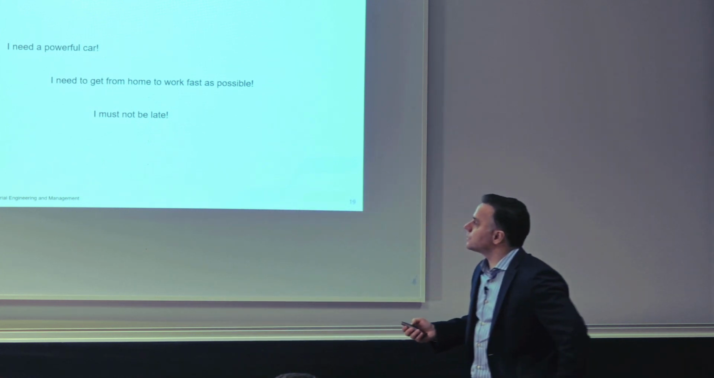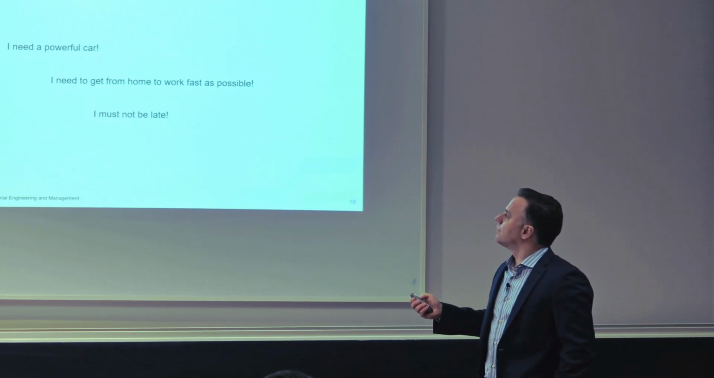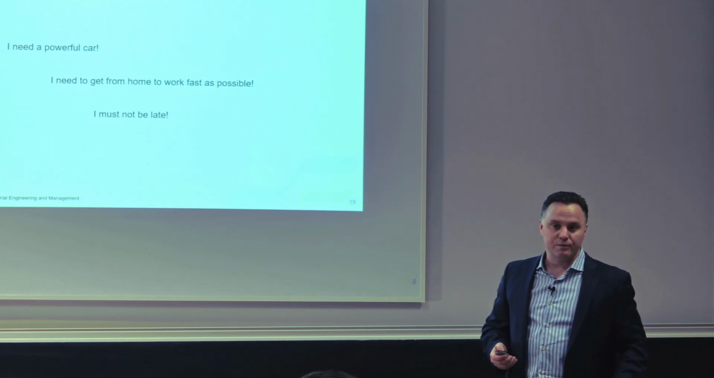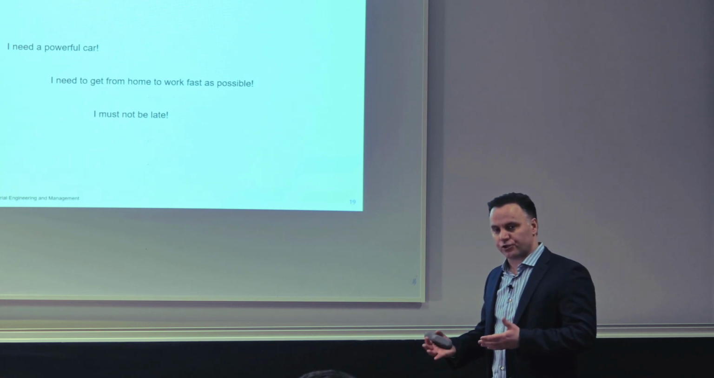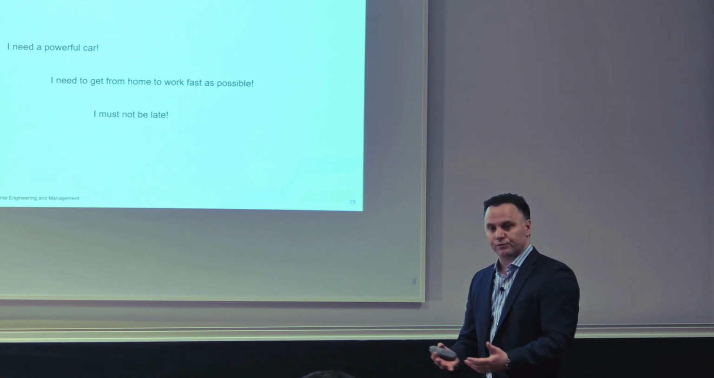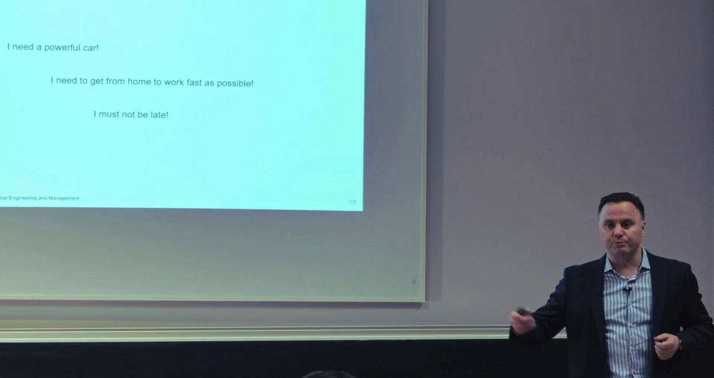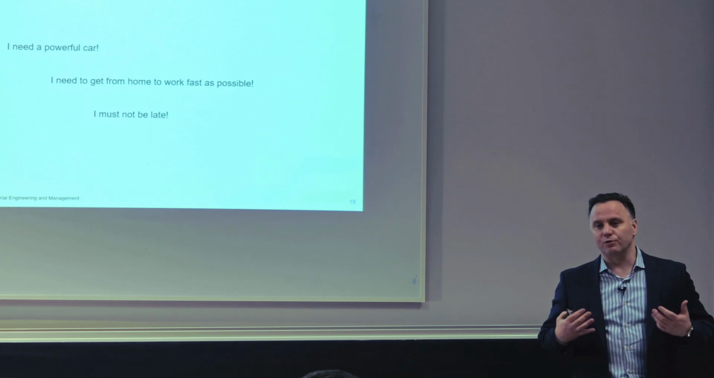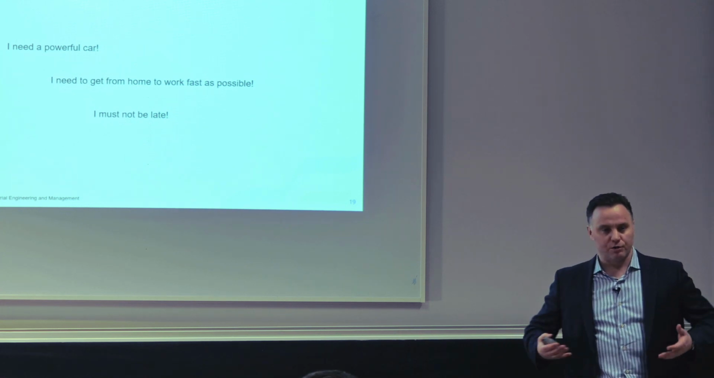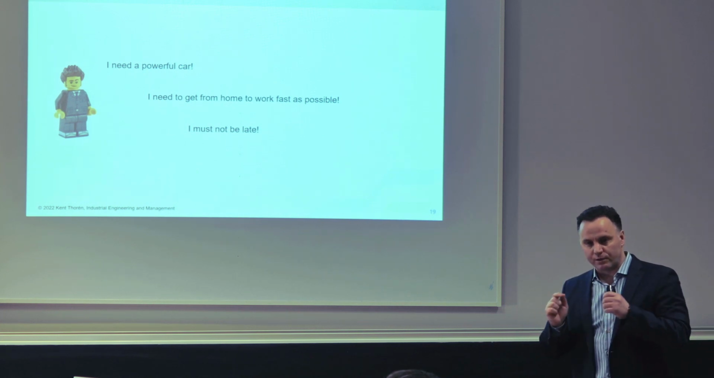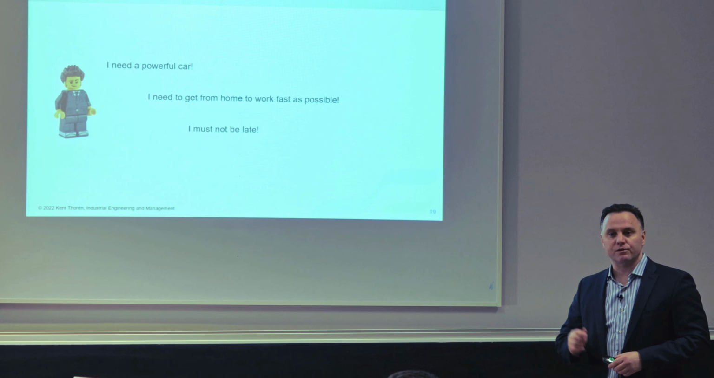So what is this statement, the first one? If they say I need a powerful car, they're talking about a solution, right? A technical system that might be useful for them. If they talk about I need to get from home to work as fast as possible, that's a function that the car has for them. But why do you want that? I must not be late. So something related to the job that this person has and the responsibilities creates a high pressure and a high need for timekeeping. Okay, so that's the need.